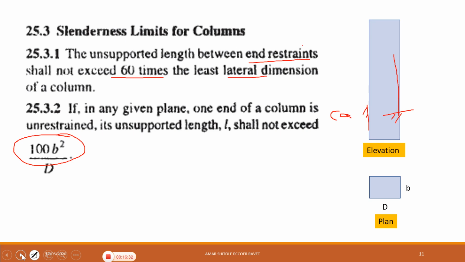Suppose this is our column in elevation and this is the plan of the column in cross section. These are the dimensions we have, capital D and small b, which we are going to consider. So for calculating columns supported at both ends, if the least dimension is b, 60 times b should not be exceeded by the slenderness ratio, and for a cantilever column, 100 b square by d.